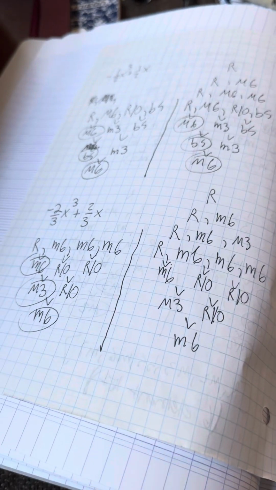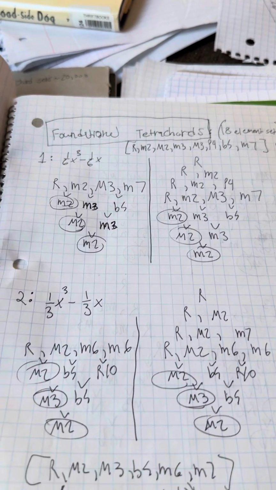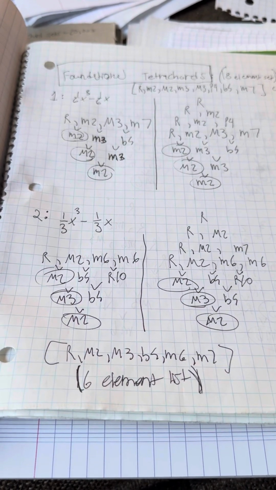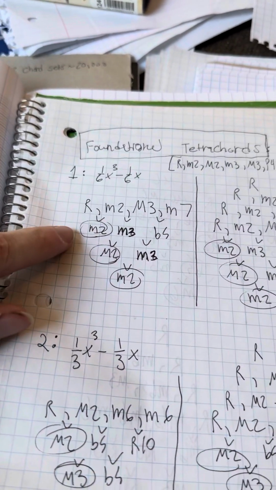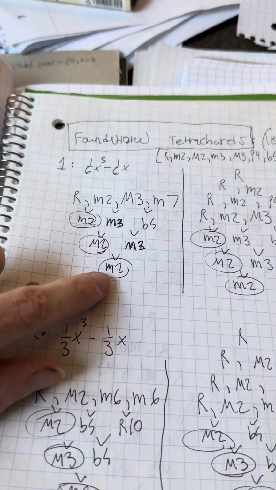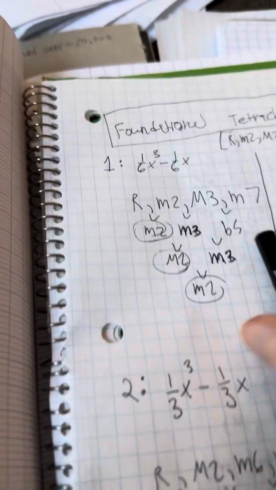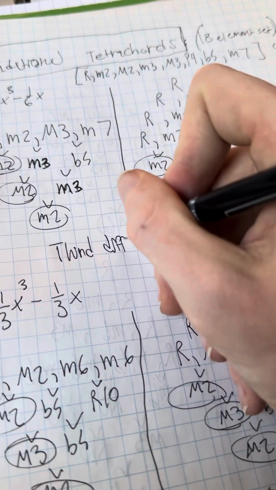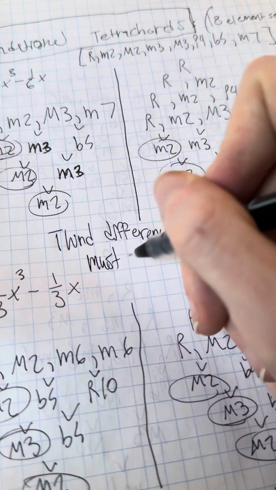Instead of minor thirds, we're going to get major sixths. Instead of major thirds, we're going to get minor sixths. Instead of semitones, we're going to get major sevenths, and instead of whole tones, we're going to get minor sevenths. And so how we get the other 144 is you can change any of the initial conditions as long as our third difference, I'll just write this here, must not be octave.